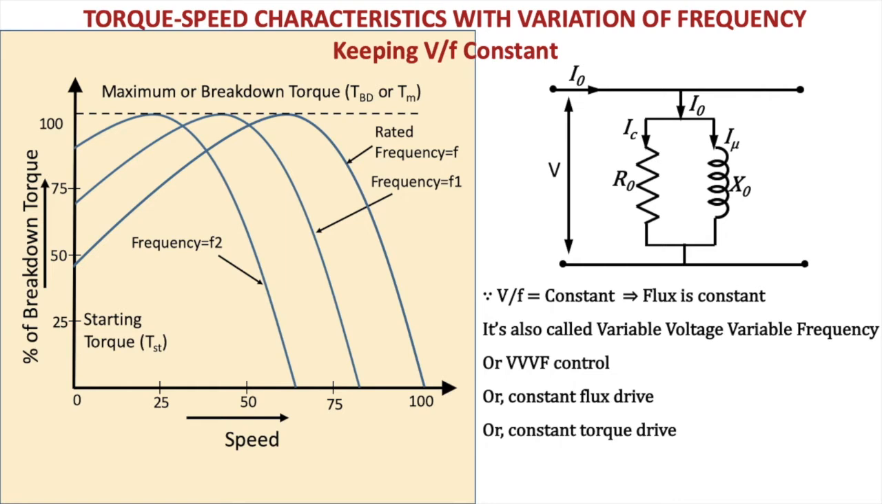And as you know from the BH curve, if you go on increasing the current, the magnetic circuit will go into saturation. Therefore, we have to control the applied voltage so that the magnetization current is controlled, the flux remains constant, and the magnetic circuit does not go into saturation. So that is the precaution taken.